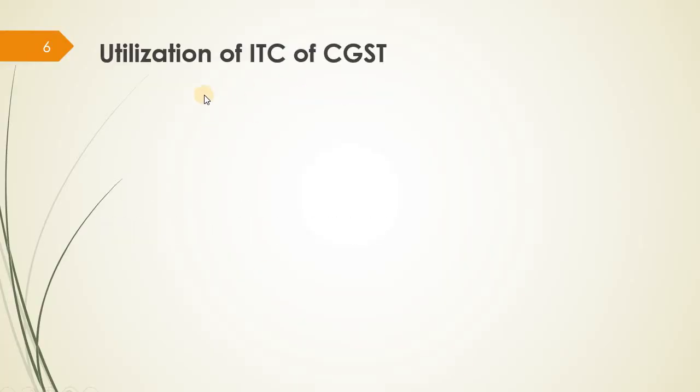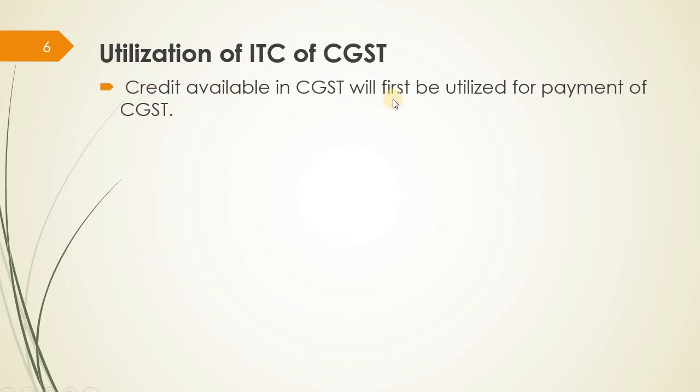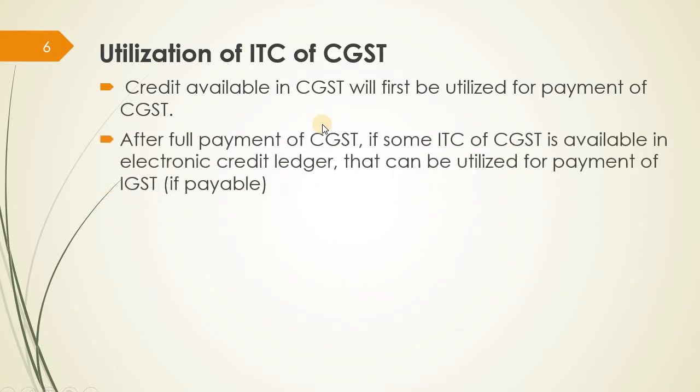Then let us discuss the order of ITC for CGST. So here how CGST can be utilized. Remember, first whatever the credit there is in that particular tax, first it has to be utilized for payment of any liability pending in that tax itself. For example, if there is any pending liability in CGST, so ITC has to be utilized for payment of CGST. So first order is credit available in CGST will be first utilized for the payment of CGST itself. First it has to be cleared. That tax has to be cleared. Then we can go for the next.